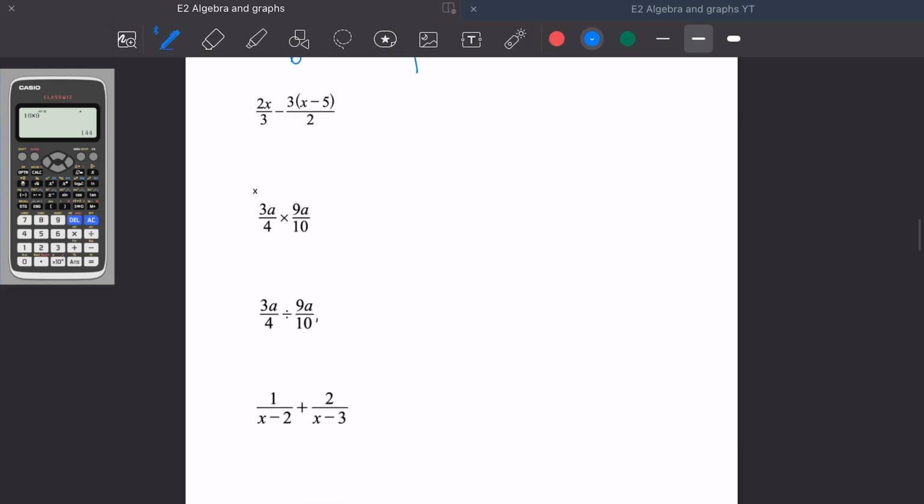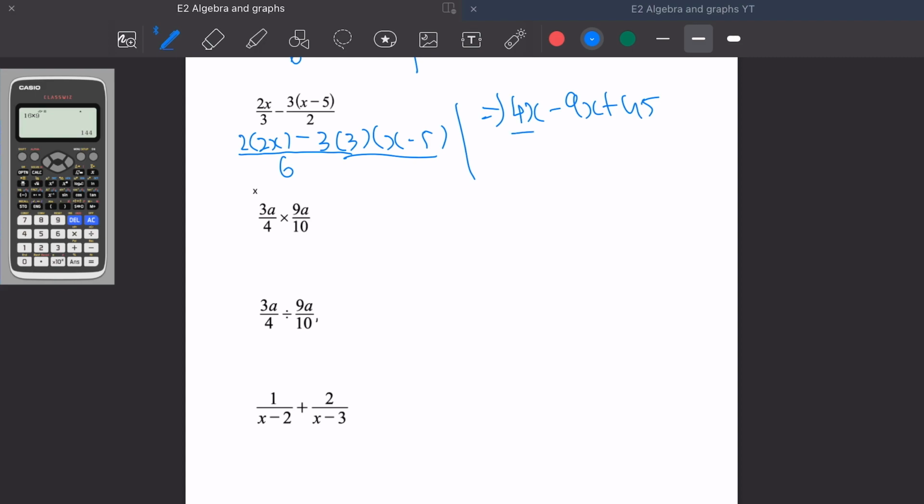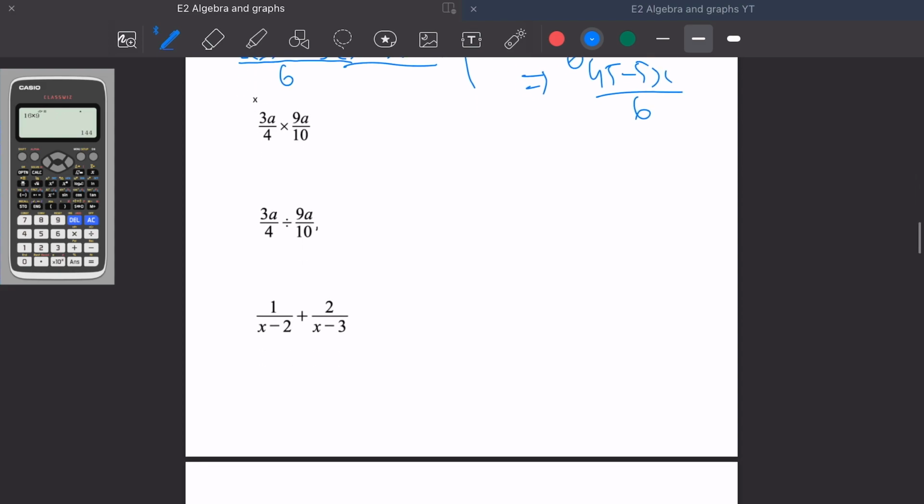Next question is 2x divided by 3 minus 3 into x minus 5 divided over 2. So LCM is 6. You get 2 into 2x minus 3 into x minus 5. So you get 4x minus 9x plus 45 divided by 6. You get 45 minus 5x divided by 6.